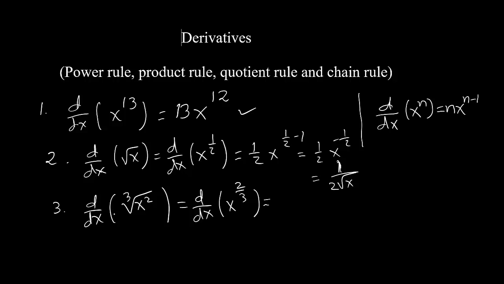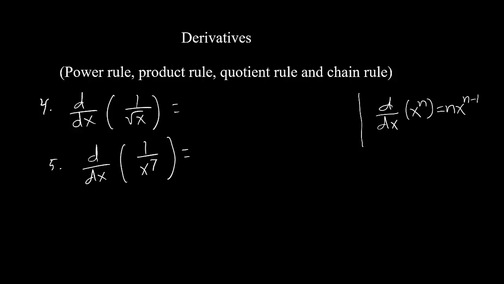Now when I have the cube root of x squared, I have the x squared and then the exponent 1/3 coming in. That's why I write x to the 2/3. If you apply the power rule, you get 2/3 x to the 2/3 minus 1. So 2/3 minus 1, you know, is negative 1/3. So you get 2/3 x to the negative 1/3. You can leave it here.